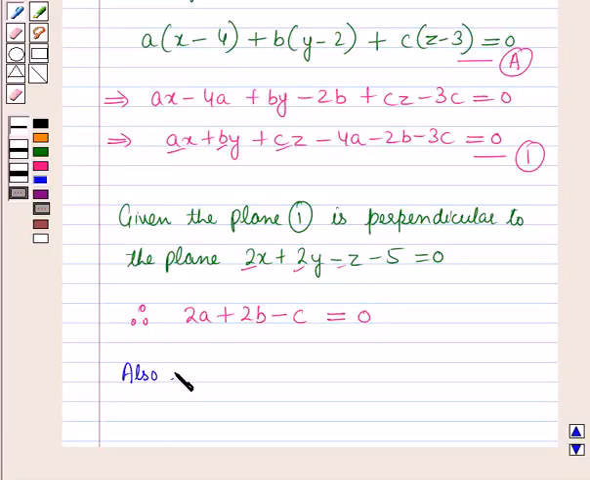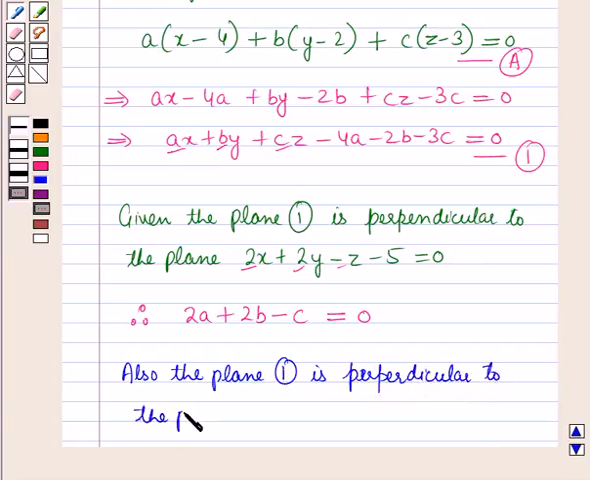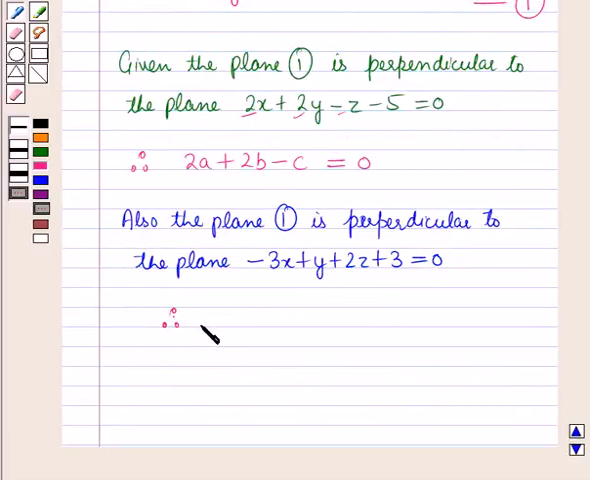Also, the plane which is given by equation number 1 is perpendicular to the plane minus 3x plus y plus 2z plus 3 is equal to 0. Therefore, by using the condition of perpendicularity, it will be also a1 into a2, that is minus 3a, plus b1 into b2, that is plus b, plus c1 into c2, that is plus 2c, is equal to 0. Now let this be equation number 2 and this be equation number 3.